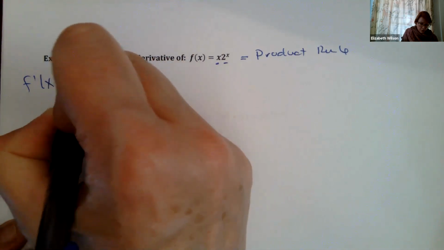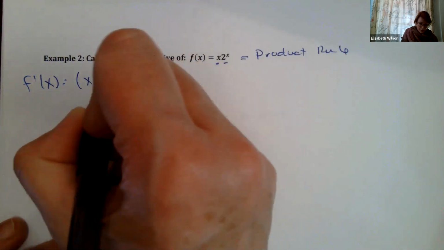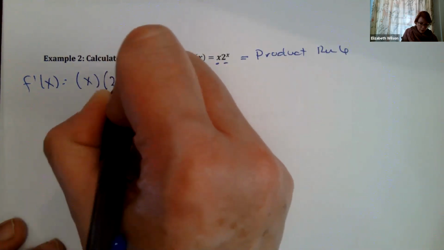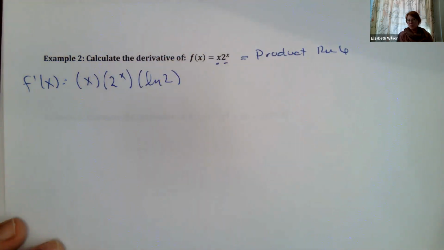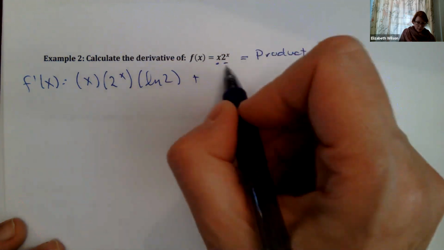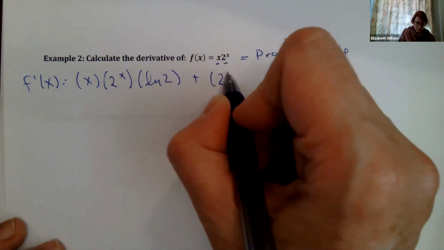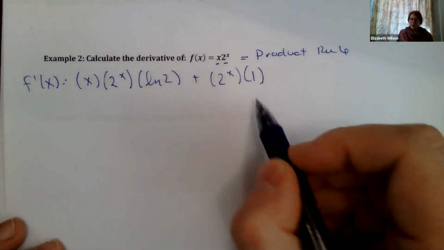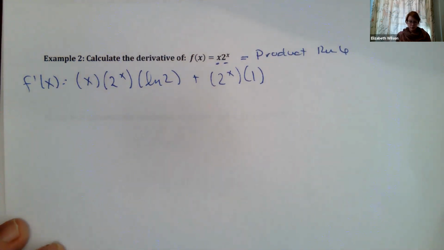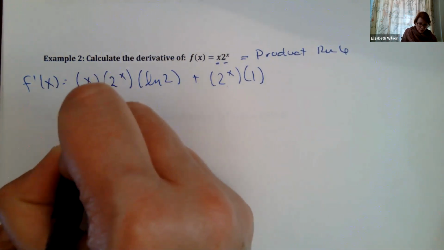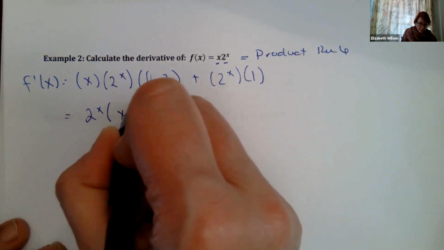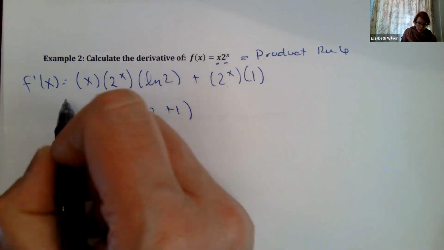Okay, so first, x times the derivative of the second. Remember, I repeat the exponential, take the natural log of the base, and I go dx. dx is equal to 1. Plus the second, 2 to the x, times the derivative of the first. I'll put the 1 in there so that you know I'm taking the derivative of that first term. Now I can rearrange this. Looks like I can factor out a 2 to the x on each of these. So I'll go 2 to the x times x ln of 2 plus 1. I could have left it like that.